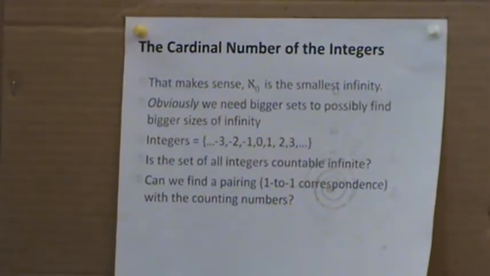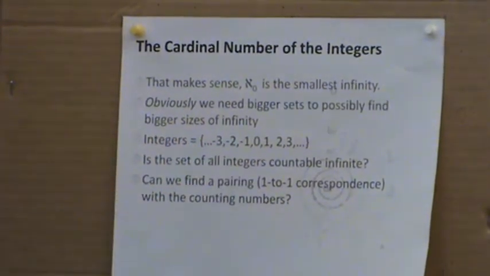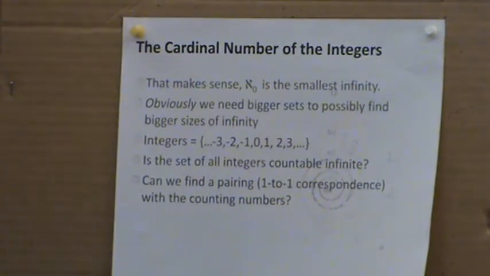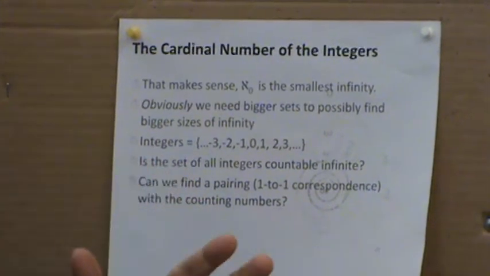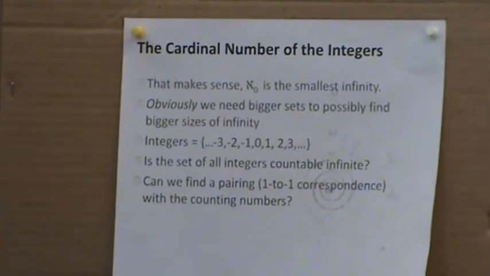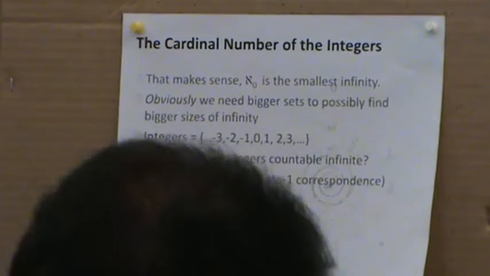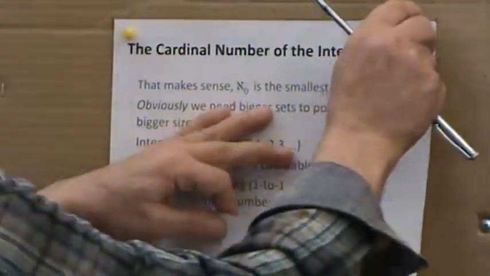So the cardinal number of the integers, here it is the set of integers: positive counting numbers, negative counting numbers, and 0. Now we want to show that there is a one-to-one correspondence between the counting numbers and the entire set of integers. It looks like the set of integers should be twice as big as the set of counting numbers, but they end up being the same. They have the same cardinality. Again, counterintuitive, but seeing is believing. Okay, let me now show that one.